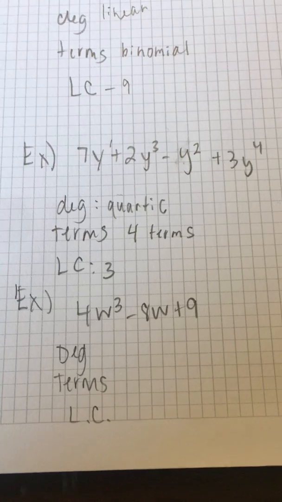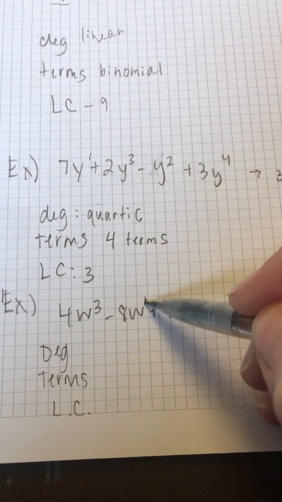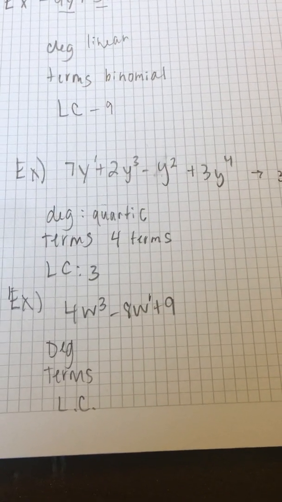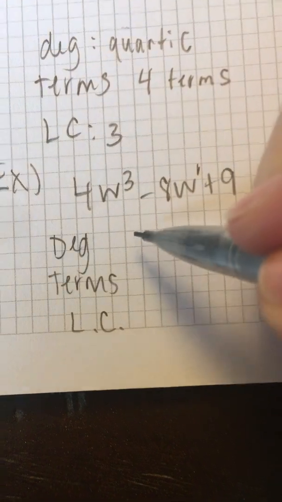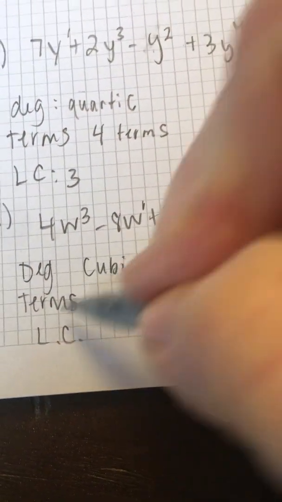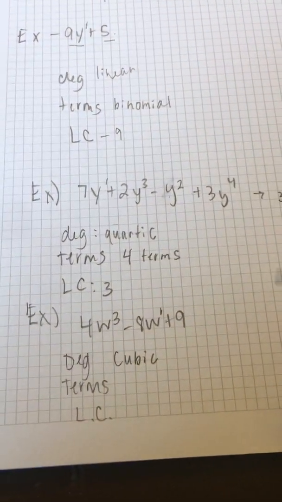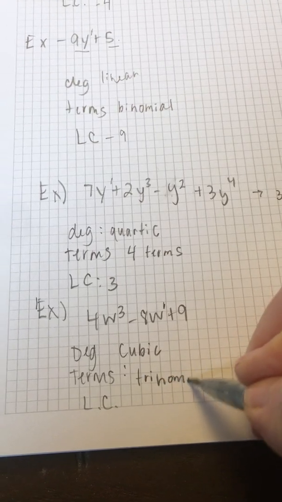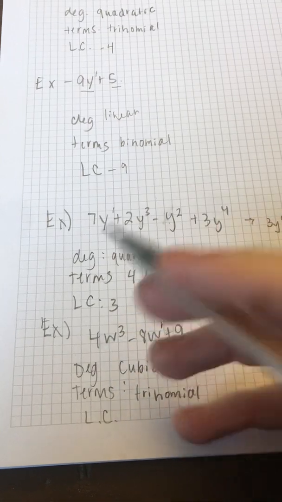Fourth and final example for the day is it in standard form, 3, 1, none. Standard form, biggest exponent to smallest. The answer is yes. The degree, biggest exponent's 3. We look at our words. When the degree is 3, we say cubic. We write cubic. We look at the terms, number, letter, exponent, number, letter, exponent, number, letter, exponent. This is a trinomial. And the leading coefficient in standard form, first number we see is 4.